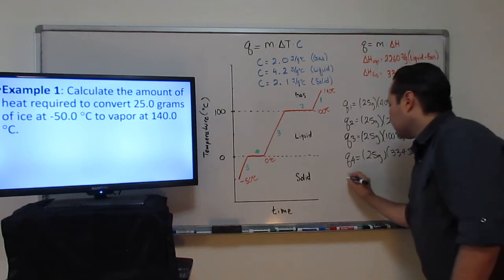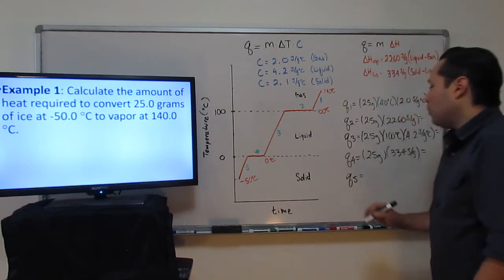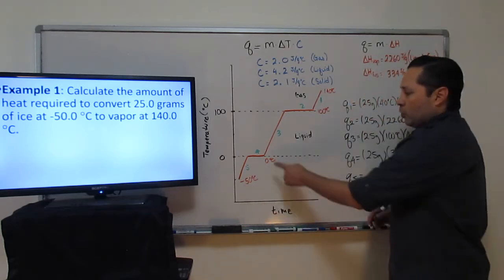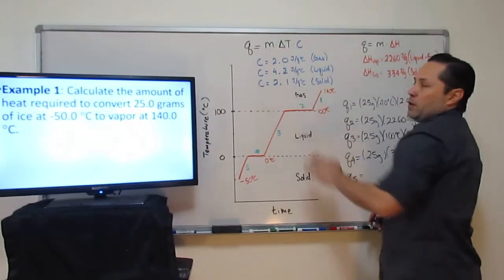All right, next, for the final part, Q5, it is our line number 5. It's an up and down line, so we're back to our original formula.